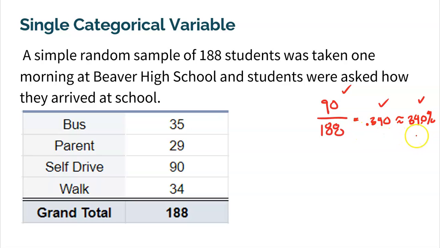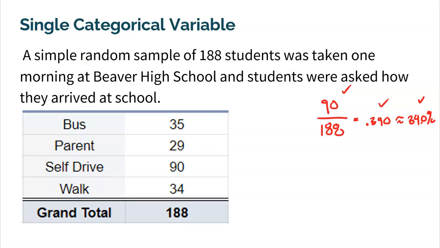Easy, right? Now, how would we actually describe this number? How would we notate this number? Well, one thing we could do is use words. We would say our sample shows that of 188 students, 34% of them drove themselves to school. Okay, great.